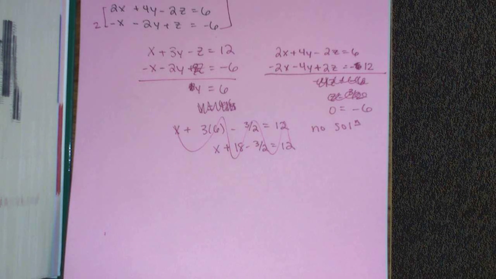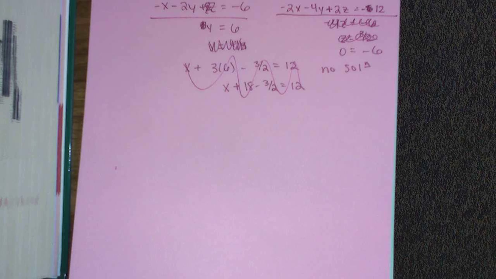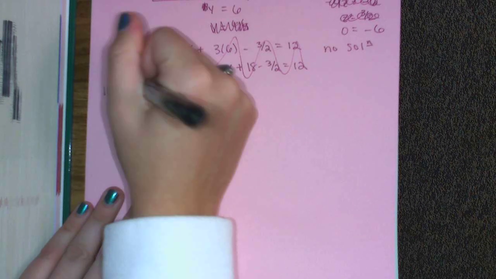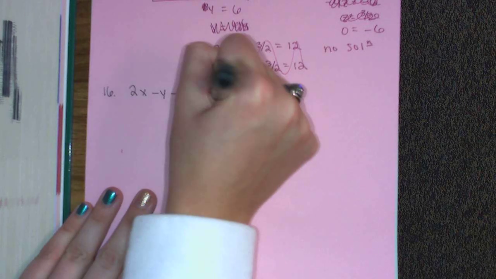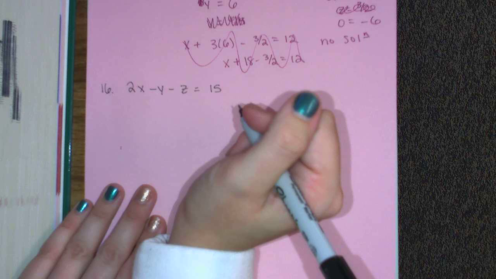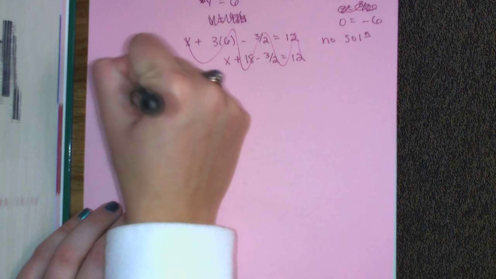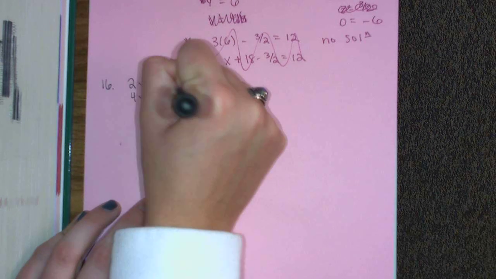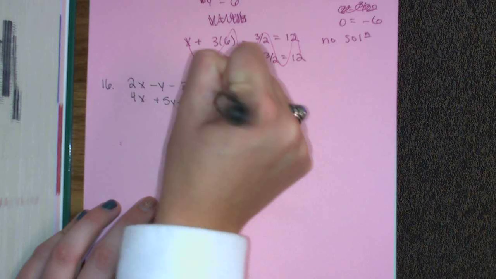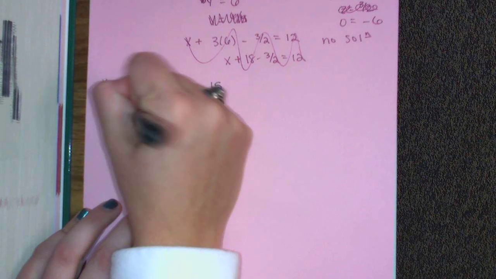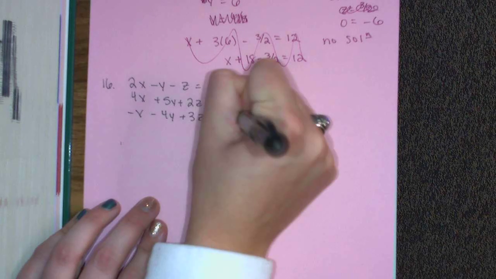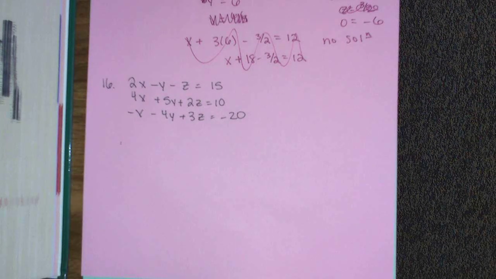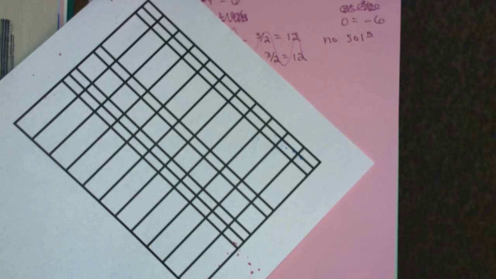How about 16? Nope, I'm going to let you try this one by yourself. So 2x minus y minus z is equal to 15. 4x plus 5y plus 2z is equal to 10. And negative x minus 4y plus 3z is equal to negative 20. I'm going to focus it in really quick, and then I'll let y'all do that.